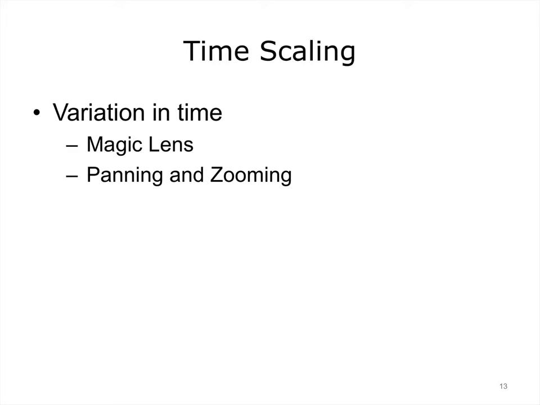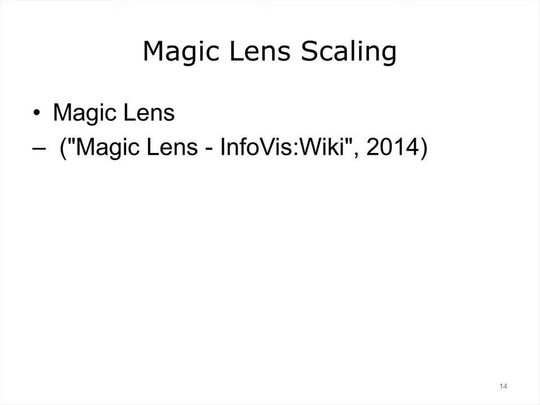The two common approaches to using time scaling are magic lens and panning and zooming. Magic lens follows an analogy of a magnifying glass. A user is given a tool that could be moved over the visualization. All the data covered by the tool is presented in great detail. However, it obstructs its close neighbors.